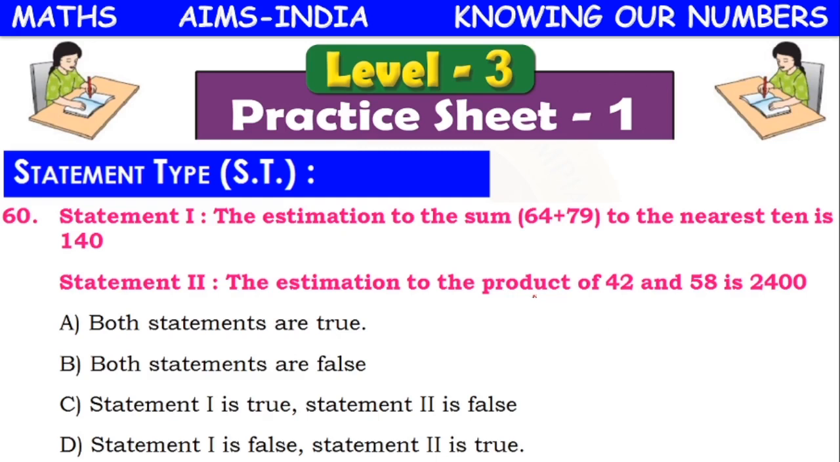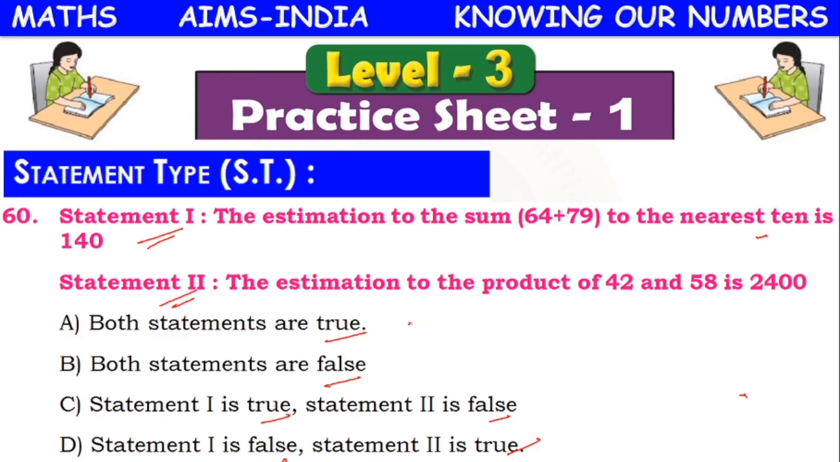Next. So level 3 questions, children. Here you will get statement type of questions. So you will be given 2 statements. Both of them may be true, both of them may be false, one is true and second is false, or second is false and first is true. Like that you have to find the answer.